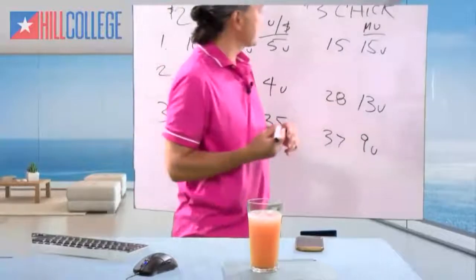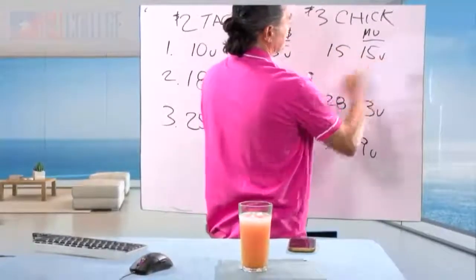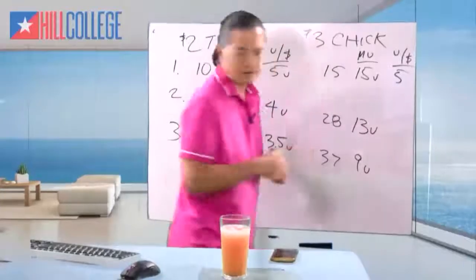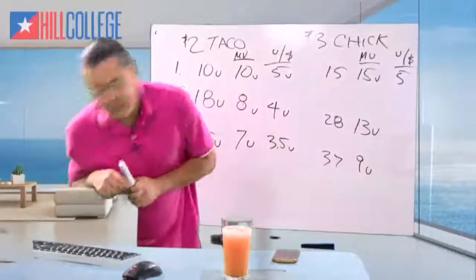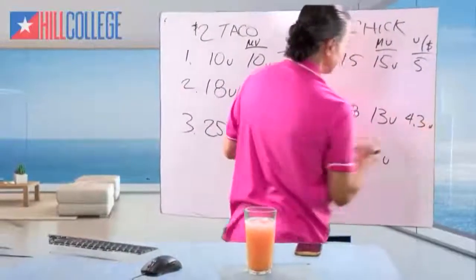Now for chicken, that's $3, we get 15 utils, so that's 5 utils per dollar. For 13 utils, what does that come out to? 4.3. For 9 utils, 3.3 utils per dollar.